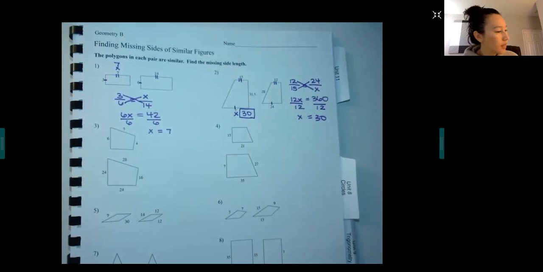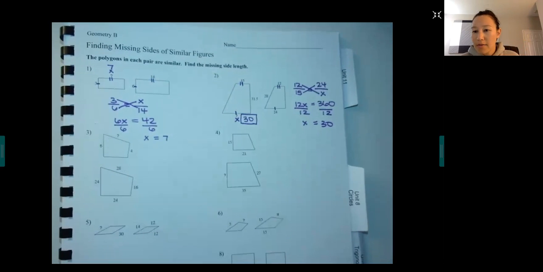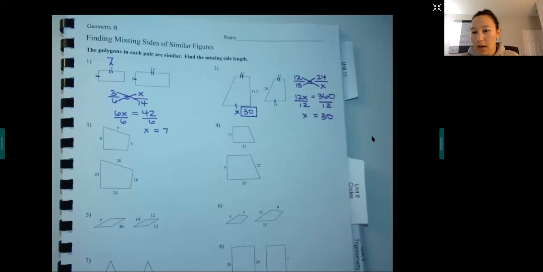Okay, and let's see. We have 1, 2, 3, 4, 5 people.